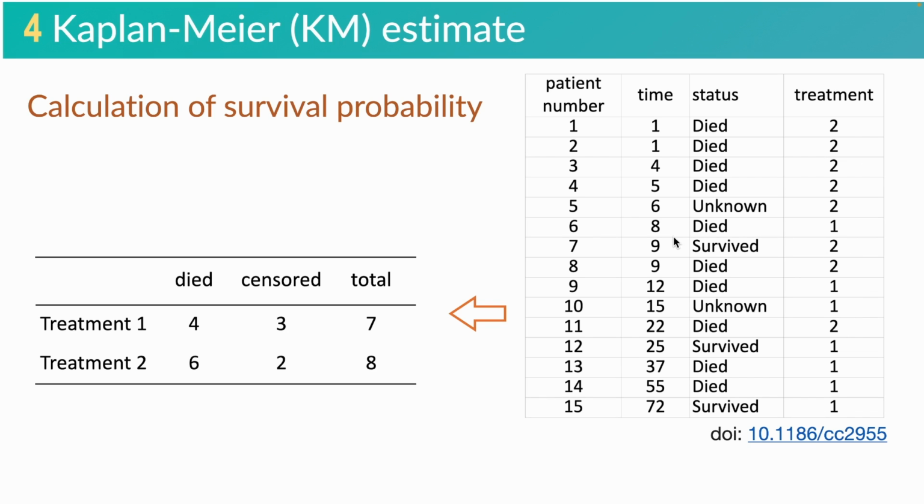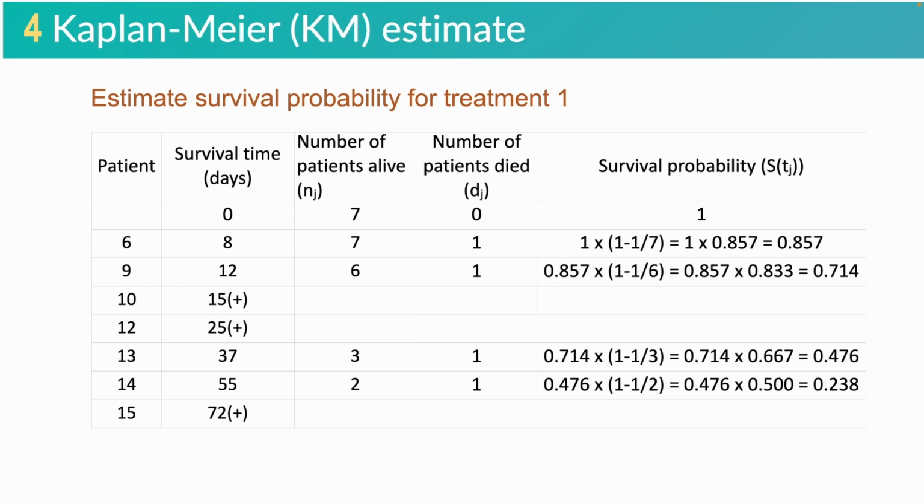The data are summarized in this table. As you can see, treatment 1 had 4 patients die and 3 patients were censored, making up a total of 7. Treatment 2 had 6 patients die and 2 patients were censored, making up a total of 8. The censored data are unknown or survived data, as you can see here. There are 2 treatment groups, so we will calculate survival probability for each treatment.